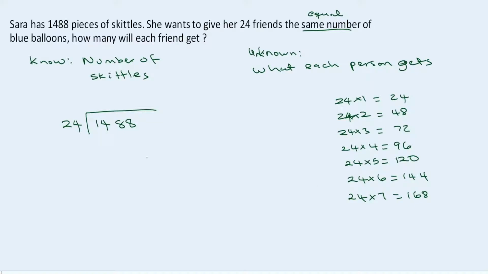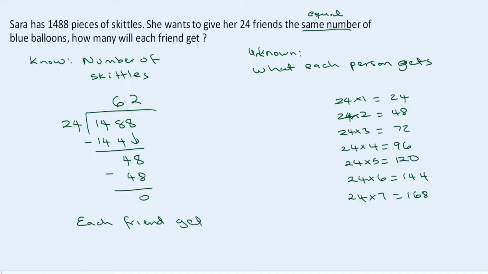So we're always going to take the lower number. So 6. 6 times 24 is 144. We subtract. So we have 4 here, 0 on the other side. Bring down the 8. 48 divided by 24, we have 2. 2 times 24, we have 48. We subtract, we have a remainder of 0. So therefore, each friend gets 62 Skittles.